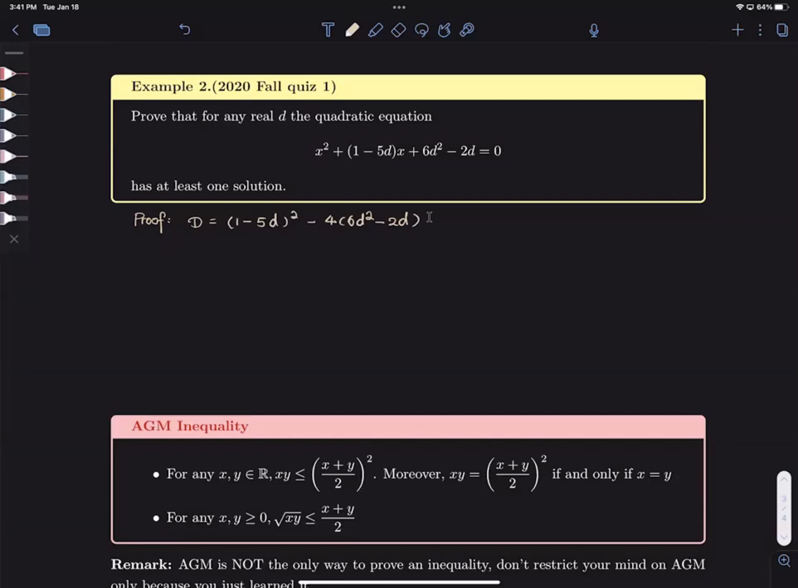Most of you are correct. Now let's open the brackets. So that's 1 minus 10d plus 25d squared minus 24d squared plus 8d. So that's going to be d squared minus 2d plus 1. What do I do now? I want to show it's greater than or equal to 0. So what does this equal to? This is (d minus 1) squared. That's correct. So this is going to be (d minus 1) squared, which is greater than or equal to 0.